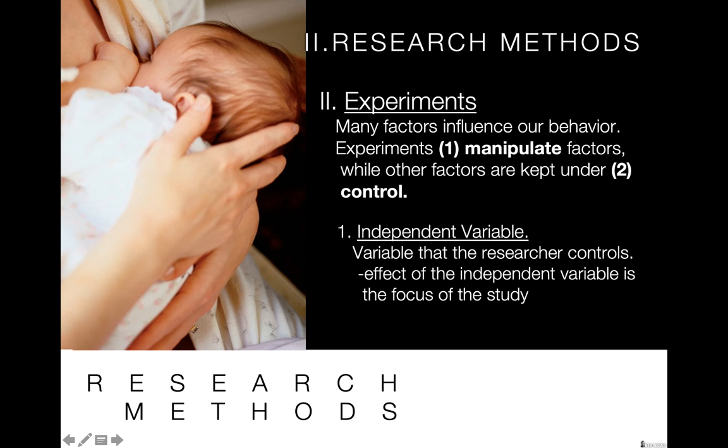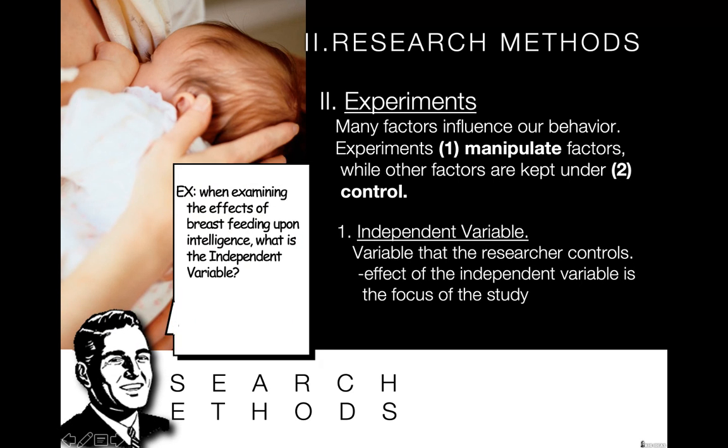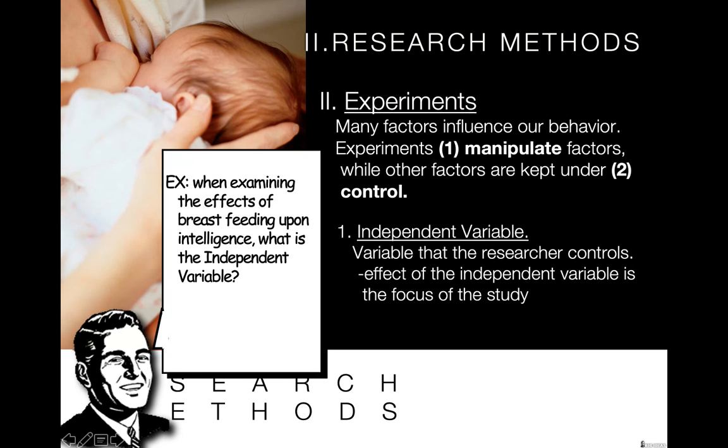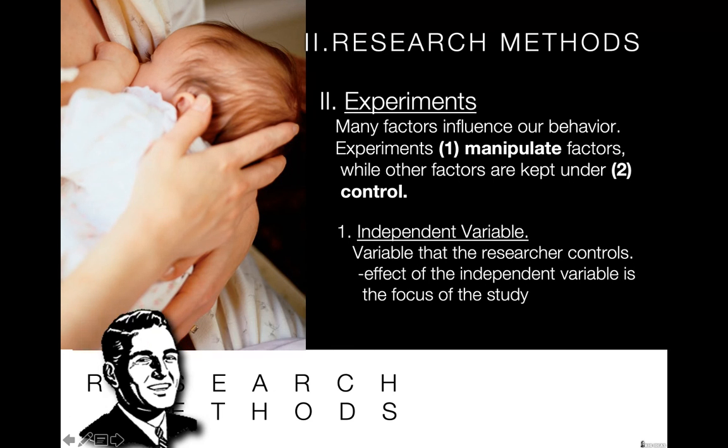Okay? So if we're talking about examining the effects of breastfeeding upon intelligence, what would be your independent variable? And in this case, it would be the breastfeeding. That's the thing that you can control. Okay? So you can determine how much or how little is being given to the child.